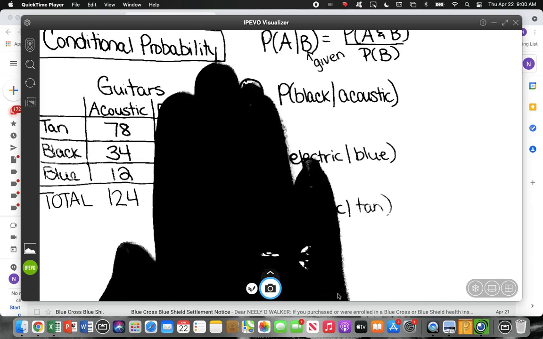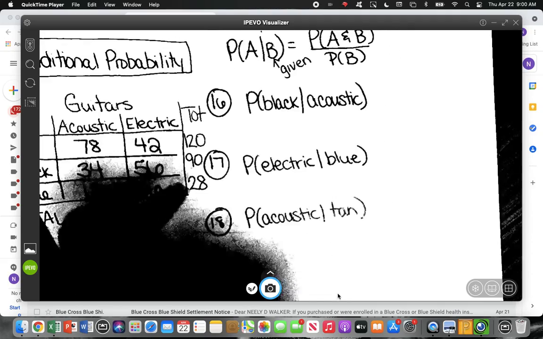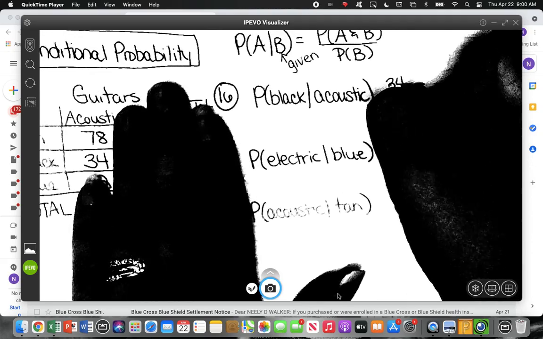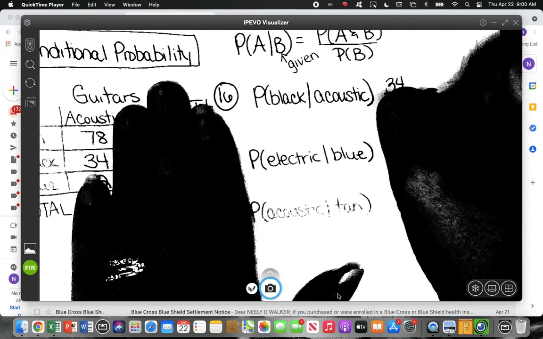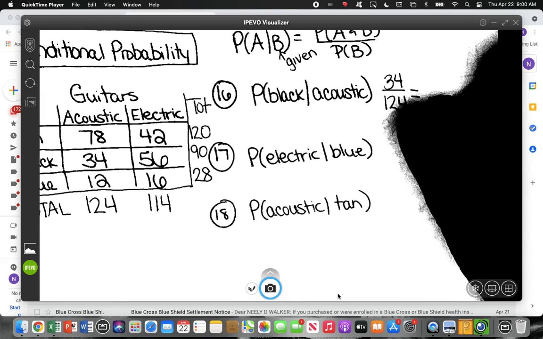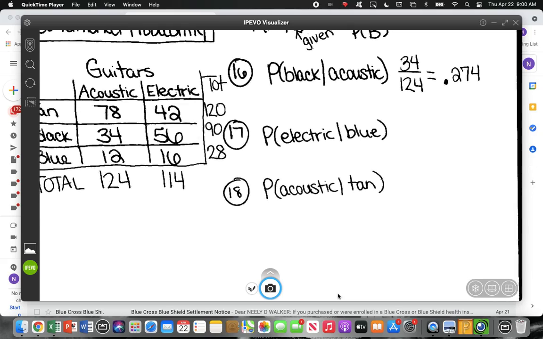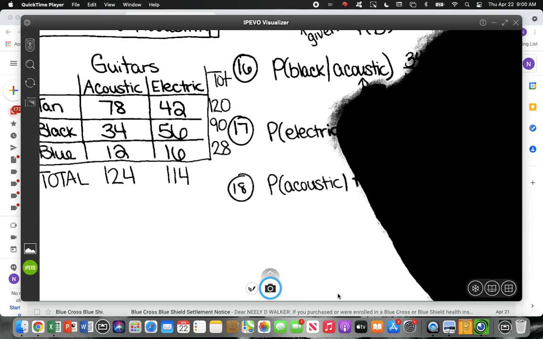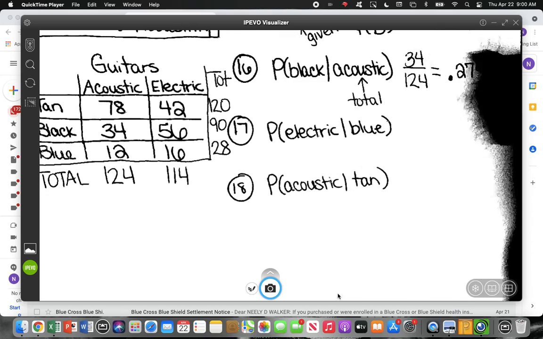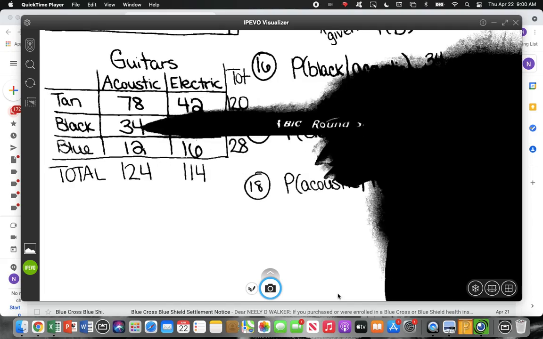So if you look at this, how many of them are black? How many total acoustic guitars do we have? So this one is 34 out of 124. Divide that, and it gives you 0.274. So this is the one we know, so we're going to do the total acoustic guitars here. Then in that acoustic, how many of them are black? 34.